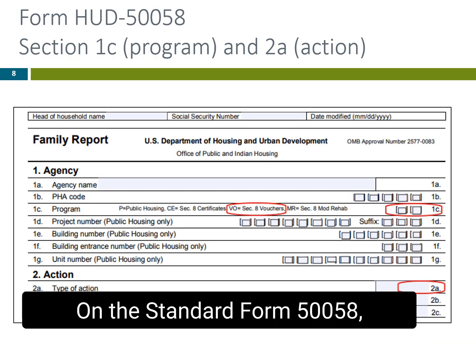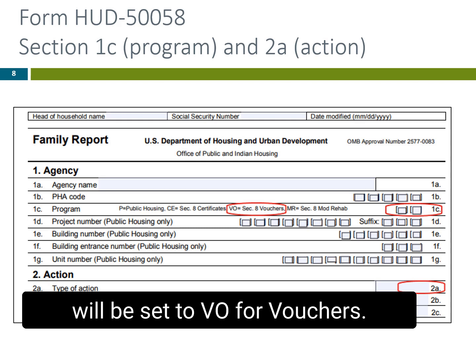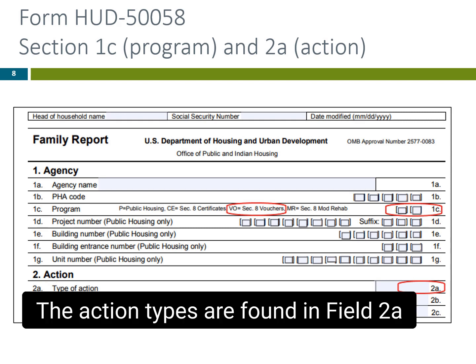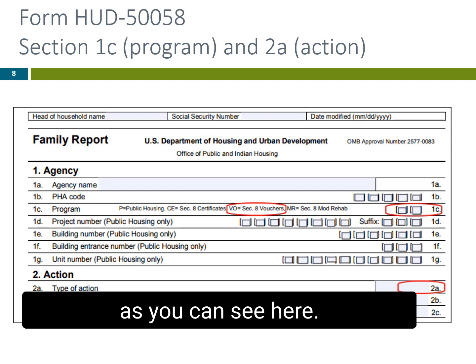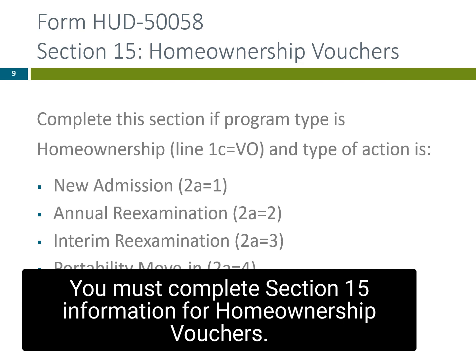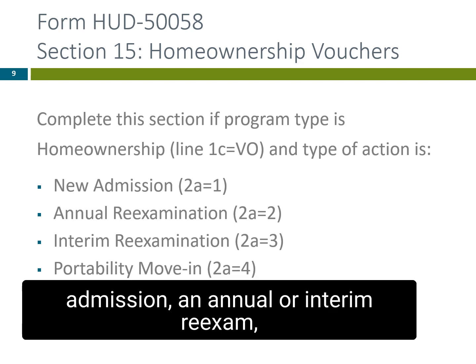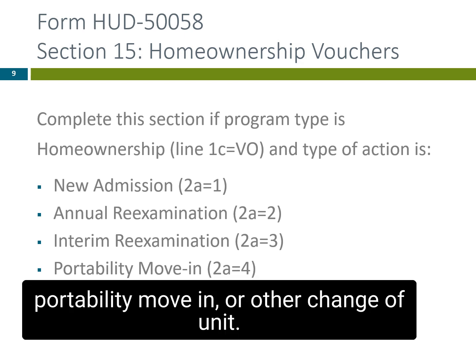On the standard form 50058, the program type in field 1C will be set to VO for vouchers. The action types are found in field 2A, as you can see here. You must complete Section 15 information for homeownership vouchers if the action type is a new admission, an annual or interim re-exam, portability move-in, or other change of unit.